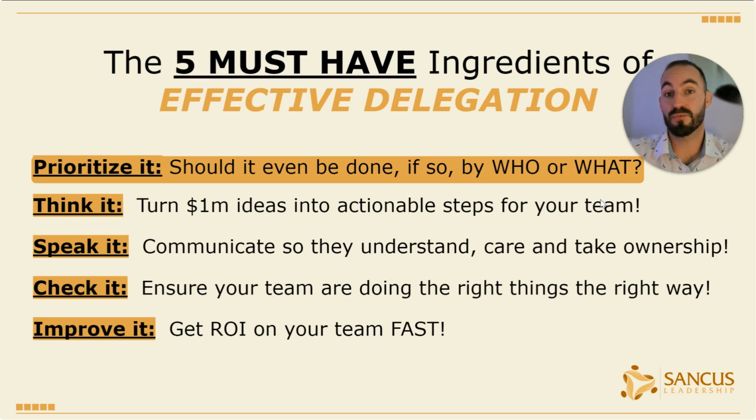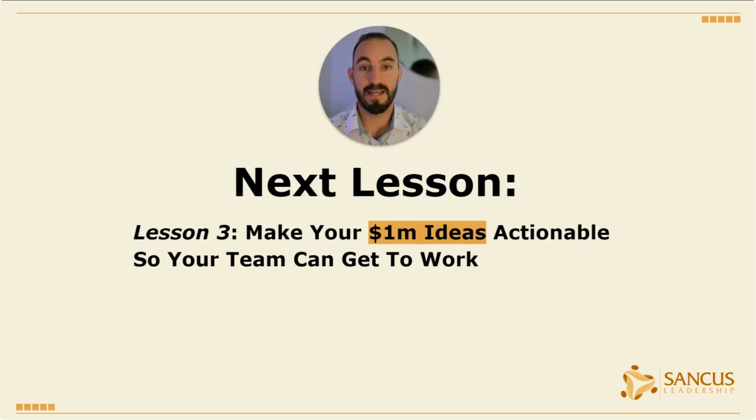Okay, now that we have deleted all the crap that's not supposed to be done, and we have figured out what needs to be automated by a machine, and we have figured out what needs to be done by other humans than ourselves, it's time to take those tasks that you want to get rid of, that you want someone else to do, and turn them into actionable steps for your team so they actually can perform it. In the next lesson, we're going to take the things that you want to delegate and make them actionable so your team can get to work.